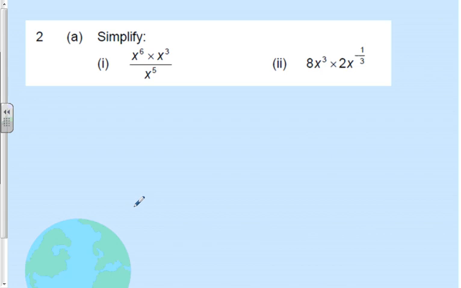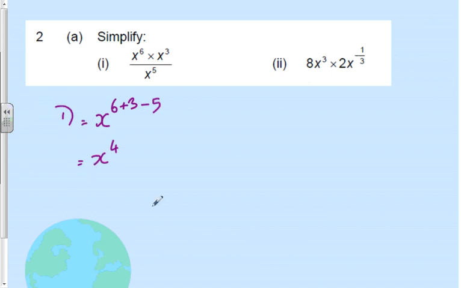Question 2 starts off with simplifying indices. So we have x to the power 6 times x to the power 3 divided by x to the power 5. So to start off using our rules of indices, we have on the top there x to the power 6 plus 3. And when we have a power of x on the bottom, we're going to take that away. We can do this all in one big step. Gives us x to the power of 6 plus 3 is 9, minus 5 is 4.